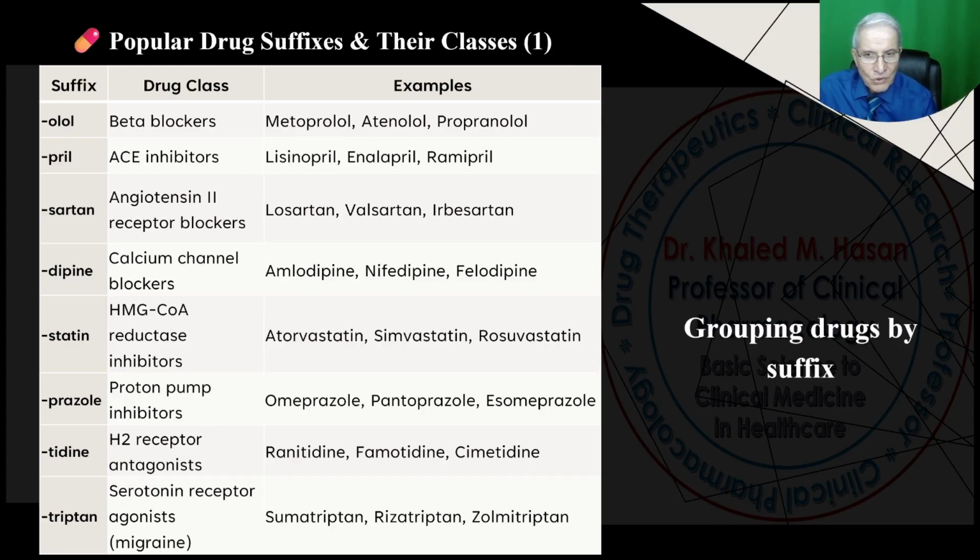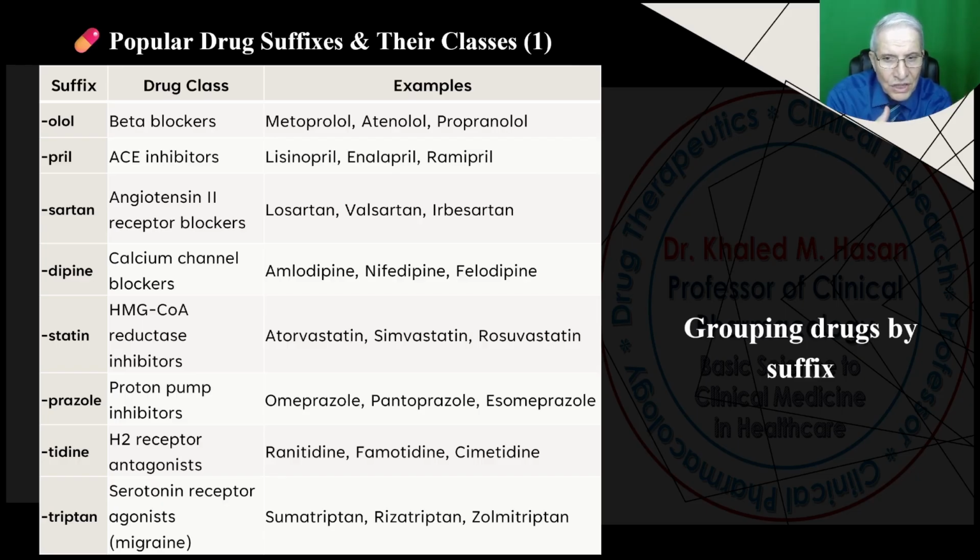Speaking about prazole as a suffix, this group of medication belongs to the proton pump inhibitors, and examples of these are medications ending with prazole. We have omeprazole, pantoprazole, esomeprazole. So you can see the suffix prazole. We link this one to the group of medication called proton pump inhibitors, PPIs.